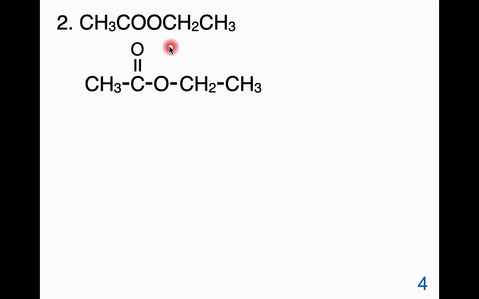So hopefully you recognize that this is an ester. Remember that when we name an ester, we bisect the molecule through the single bonded oxygen. We name the side that doesn't have the double bonded oxygen first, and so this would be ethyl. And then we name the side that does have the double bonded oxygen. And this also would be ethyl, but we change the ending to -oate. So the name of this is ethyl ethanoate.